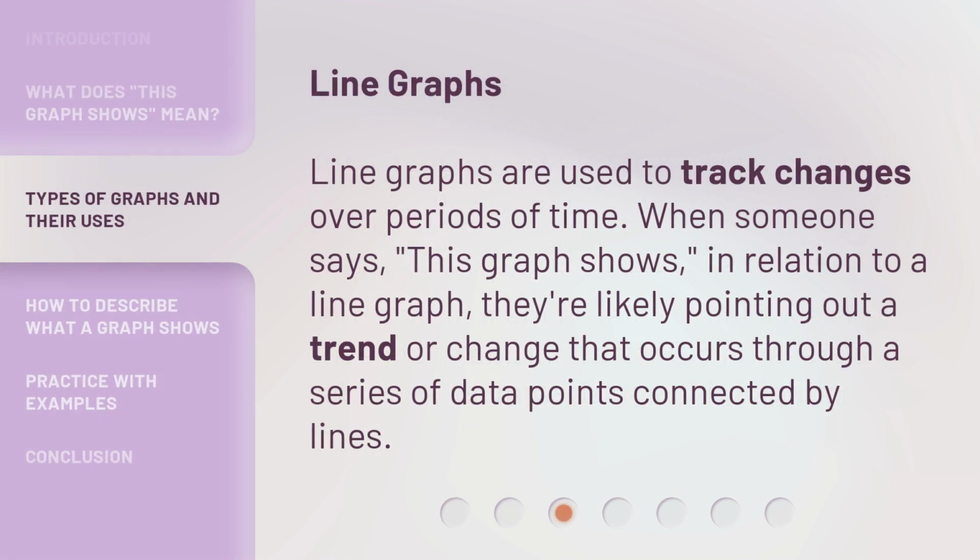Line graphs. Line graphs are used to track changes over periods of time. When someone says, "This graph shows," in relation to a line graph, they're likely pointing out a trend or change that occurs through a series of data points connected by lines.